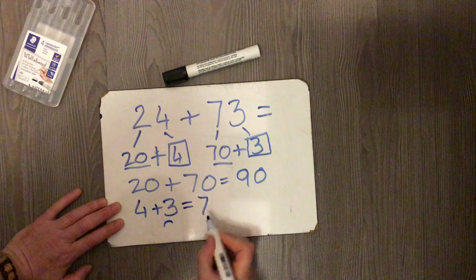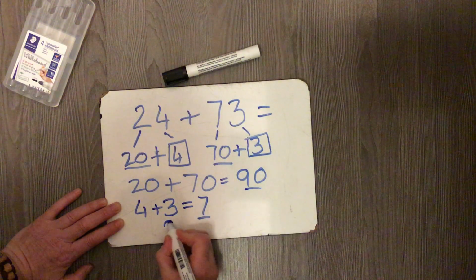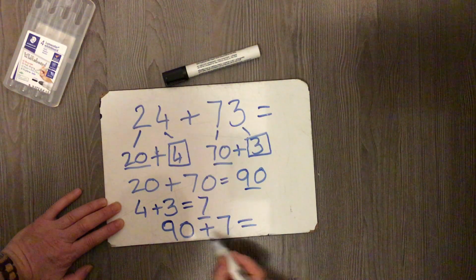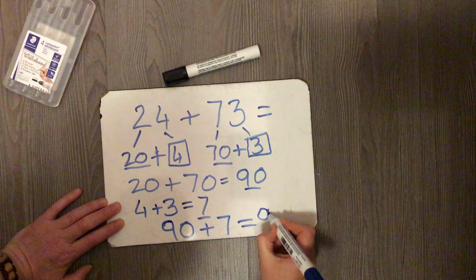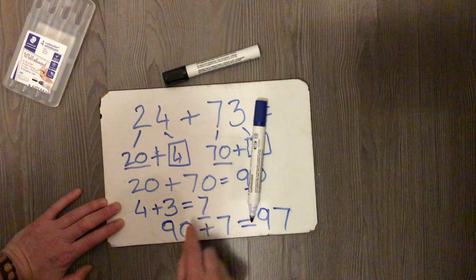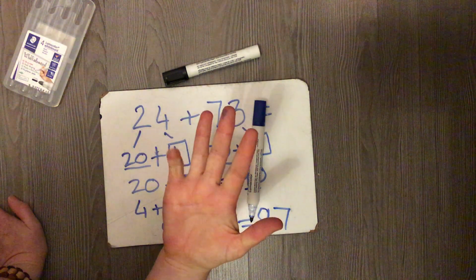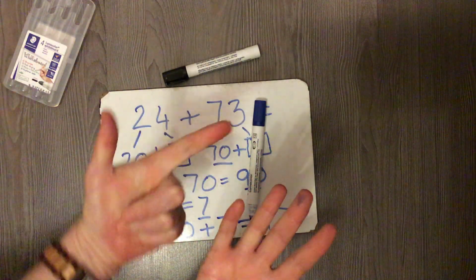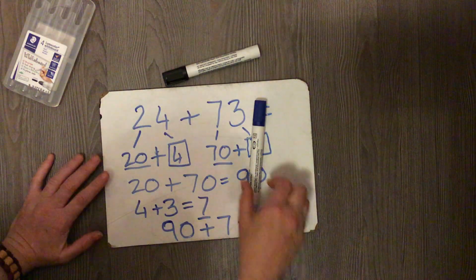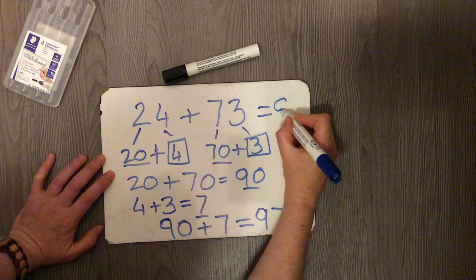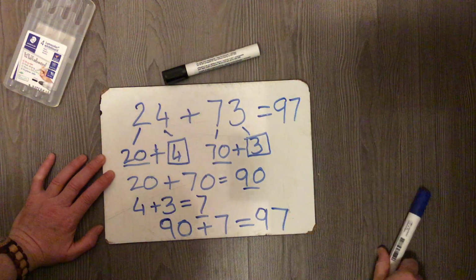So then I'm going to take this number, so I've got 90 plus 7 equals 97. That's right. So we've got 91, 92, 93, 94, 95, 96, 97. So 24 plus 73 is 97.